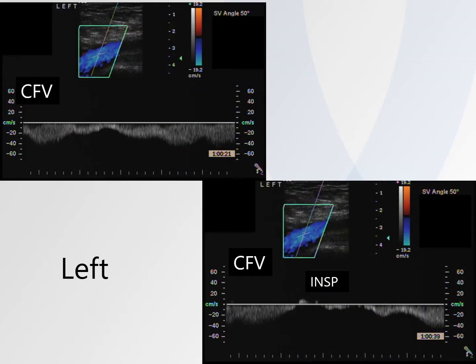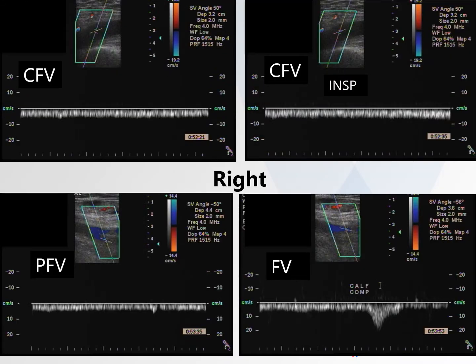Here's his left common femoral vein. You can see a spontaneous flow with a significant degree of respiratory phasicity and a good response to deep inspiration in the lower right-hand side. Contrasts very dramatically with the right side, a very continuous flow in the common femoral vein with really no response to inspiration, similar to the profunda femoris vein.